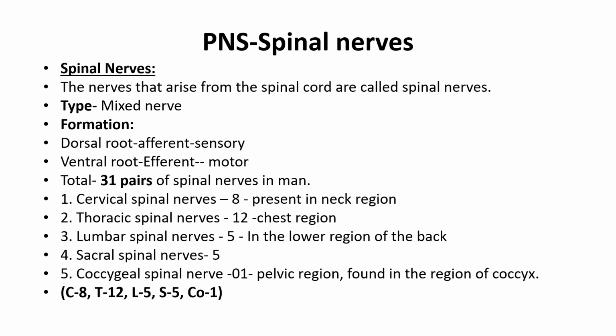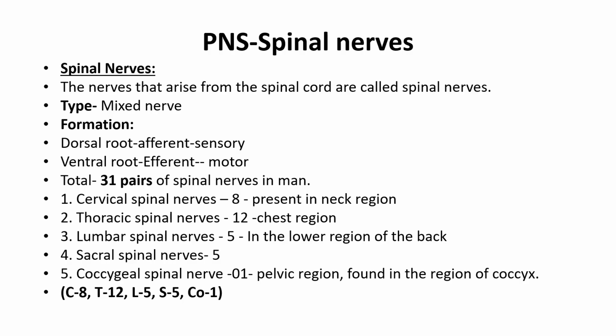They are formed by the sensory portion, that is from the dorsal root, and it is afferent, and the motor portion from the ventral root, it is efferent nerve. A total of 31 pairs of spinal nerves are in man.